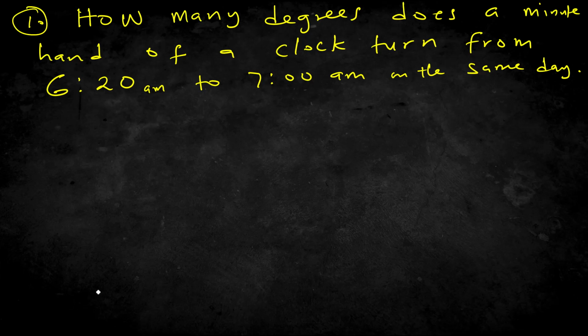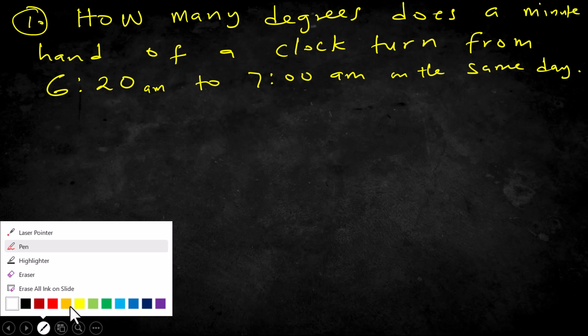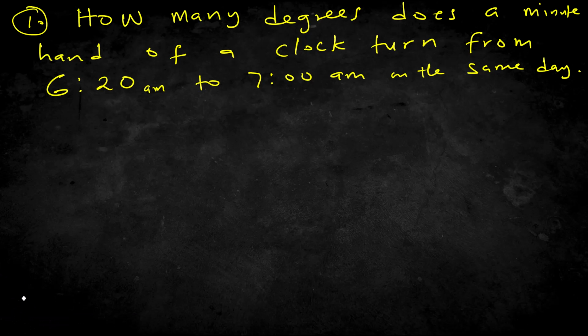How many degrees does a minute hand of a clock turn from 6:20 a.m. to 7 o'clock a.m. on the same day? All right, now this one is very simple. So let's understand that a minute hand makes one complete revolution in every 1 hour.